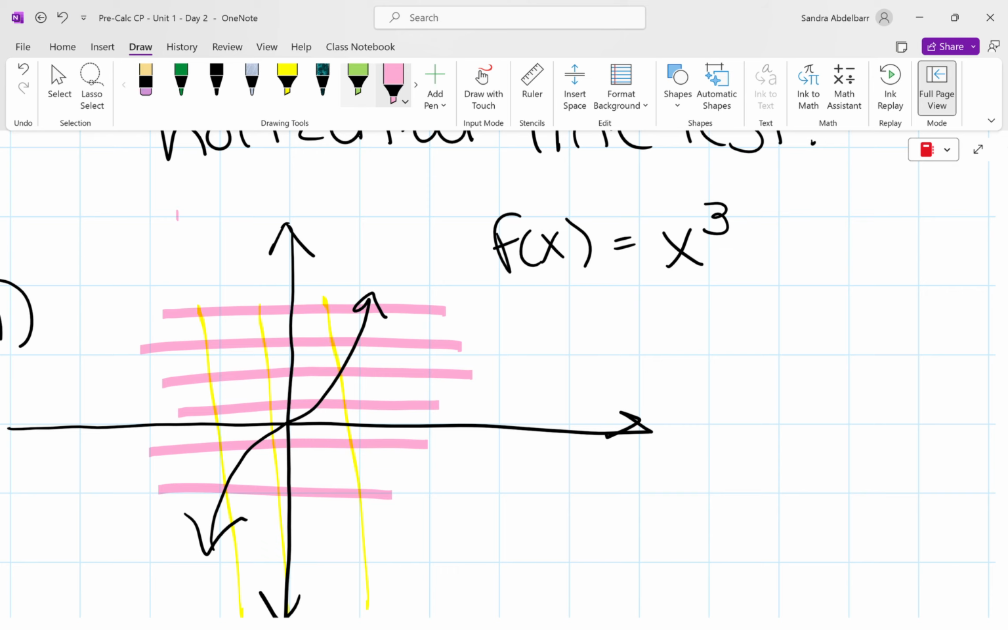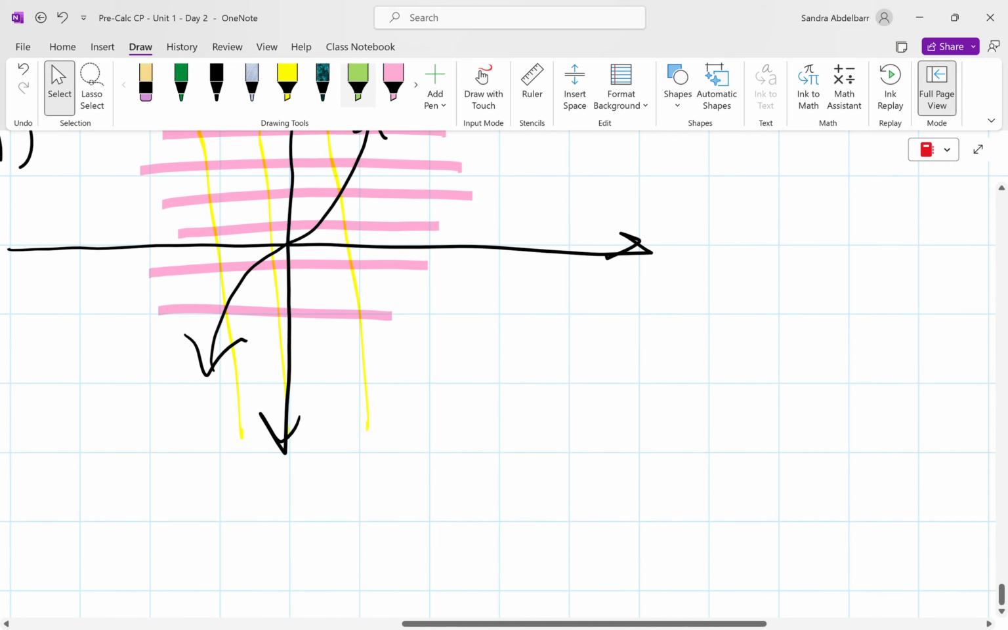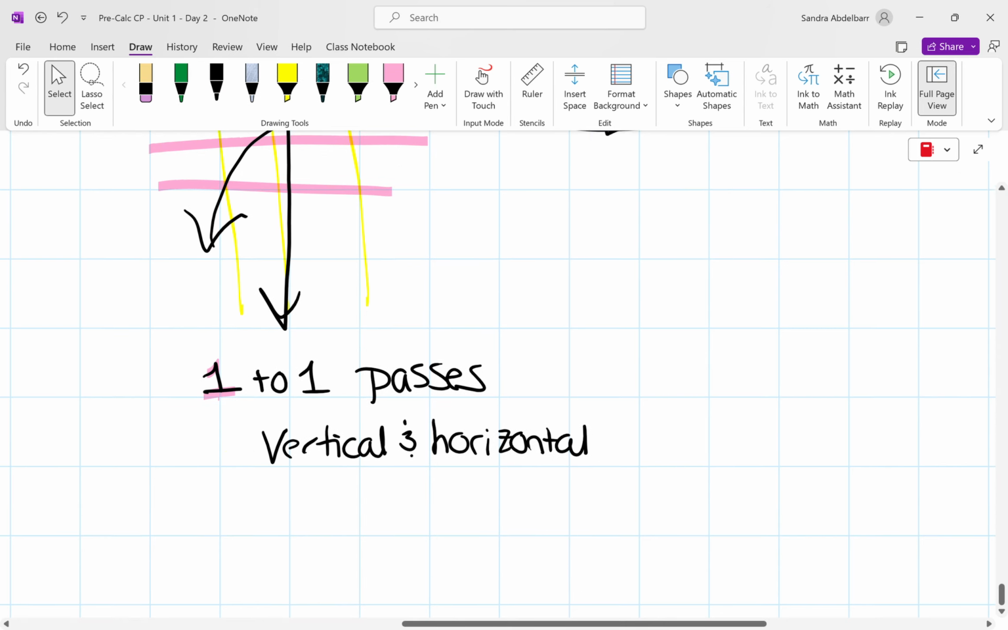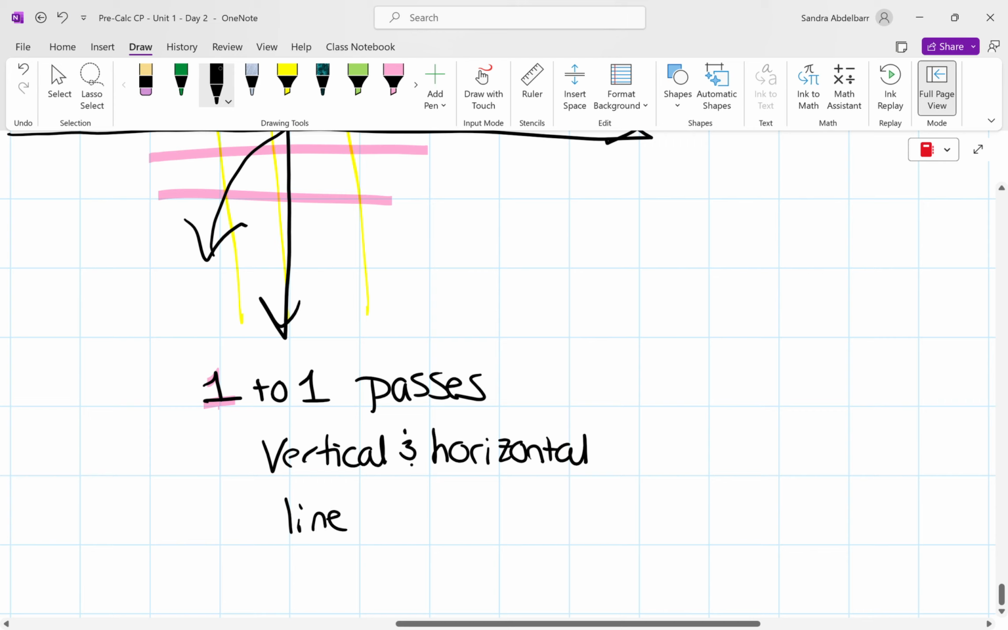So horizontal line test, you draw horizontal lines. And as long as the horizontal line is not touching the graph in more than one place, it passes the horizontal line test. So is this a 1-to-1? Yes. 1-to-1 passes vertical and horizontal line test.